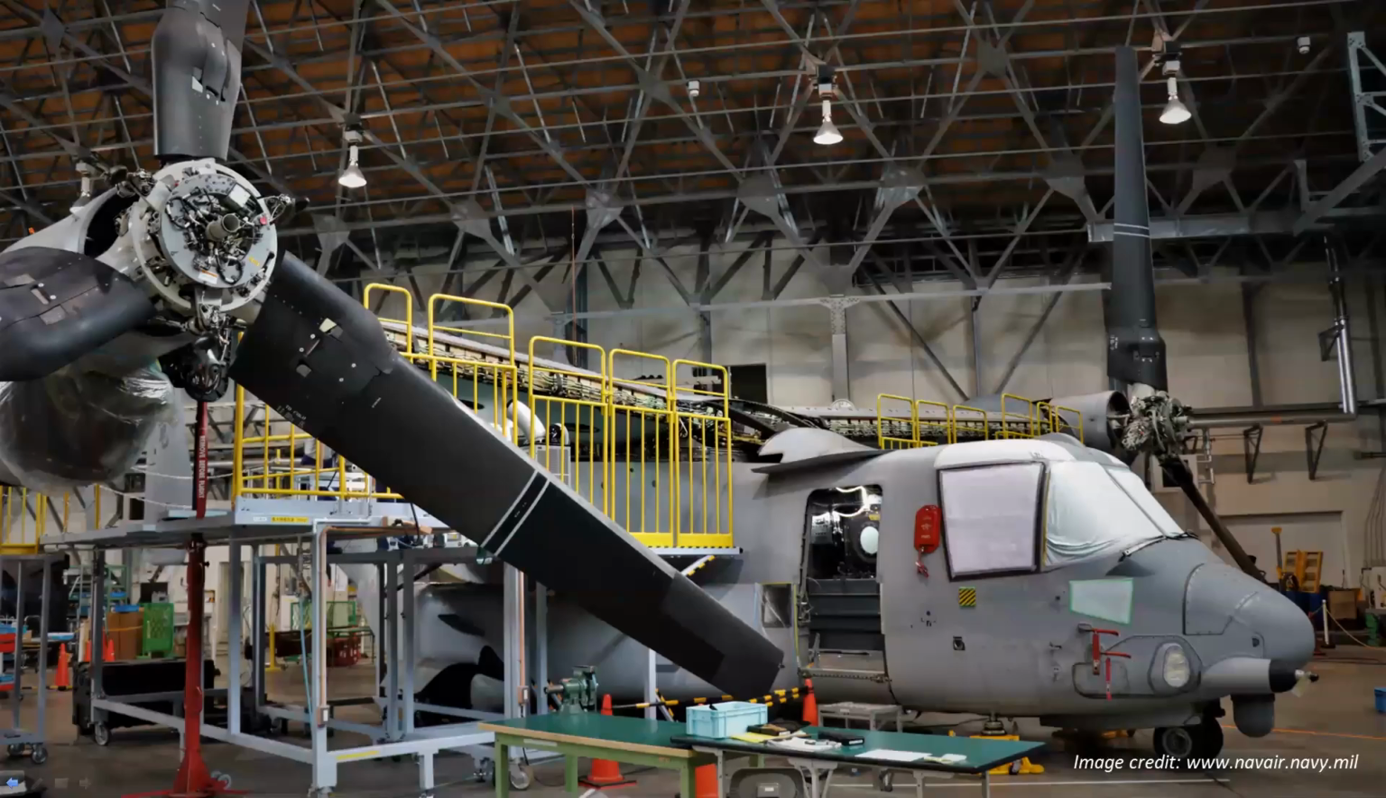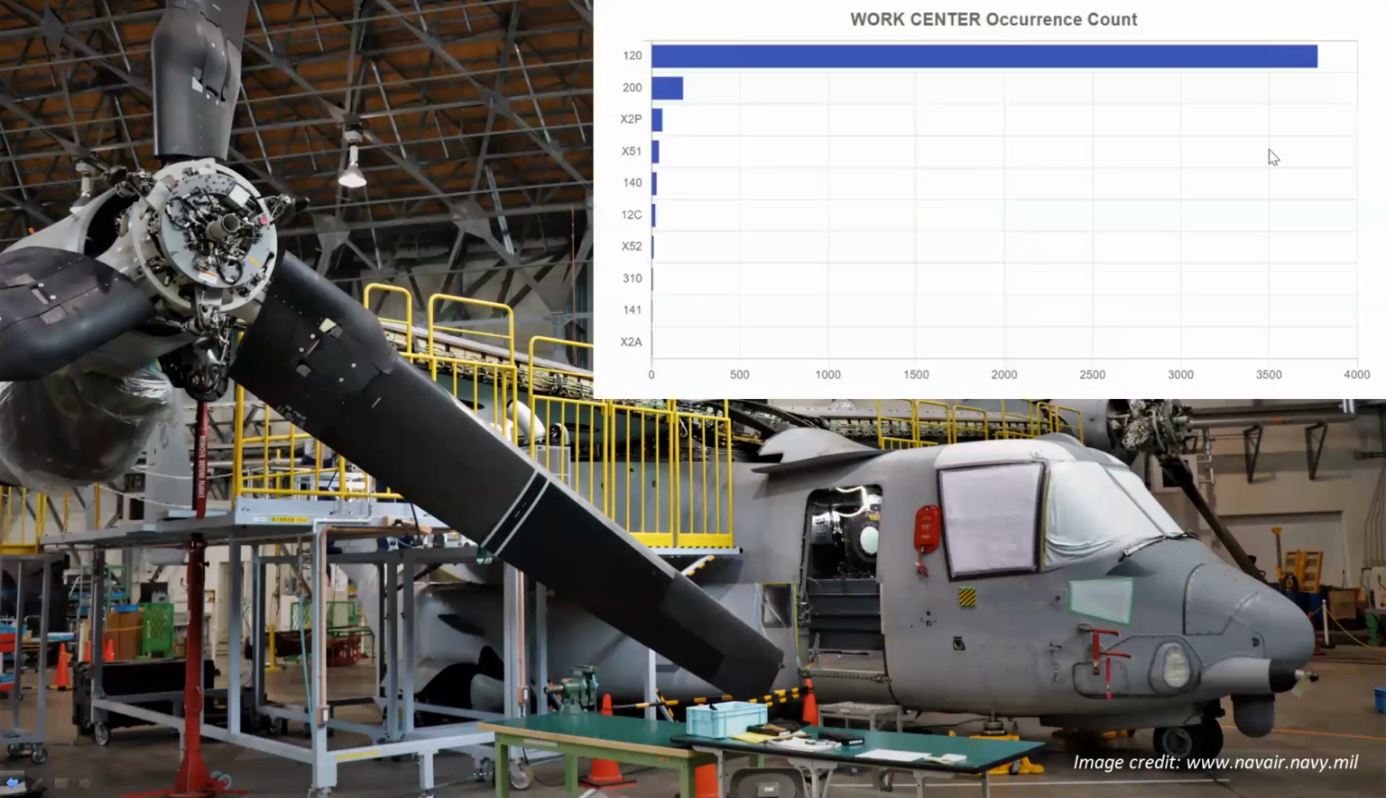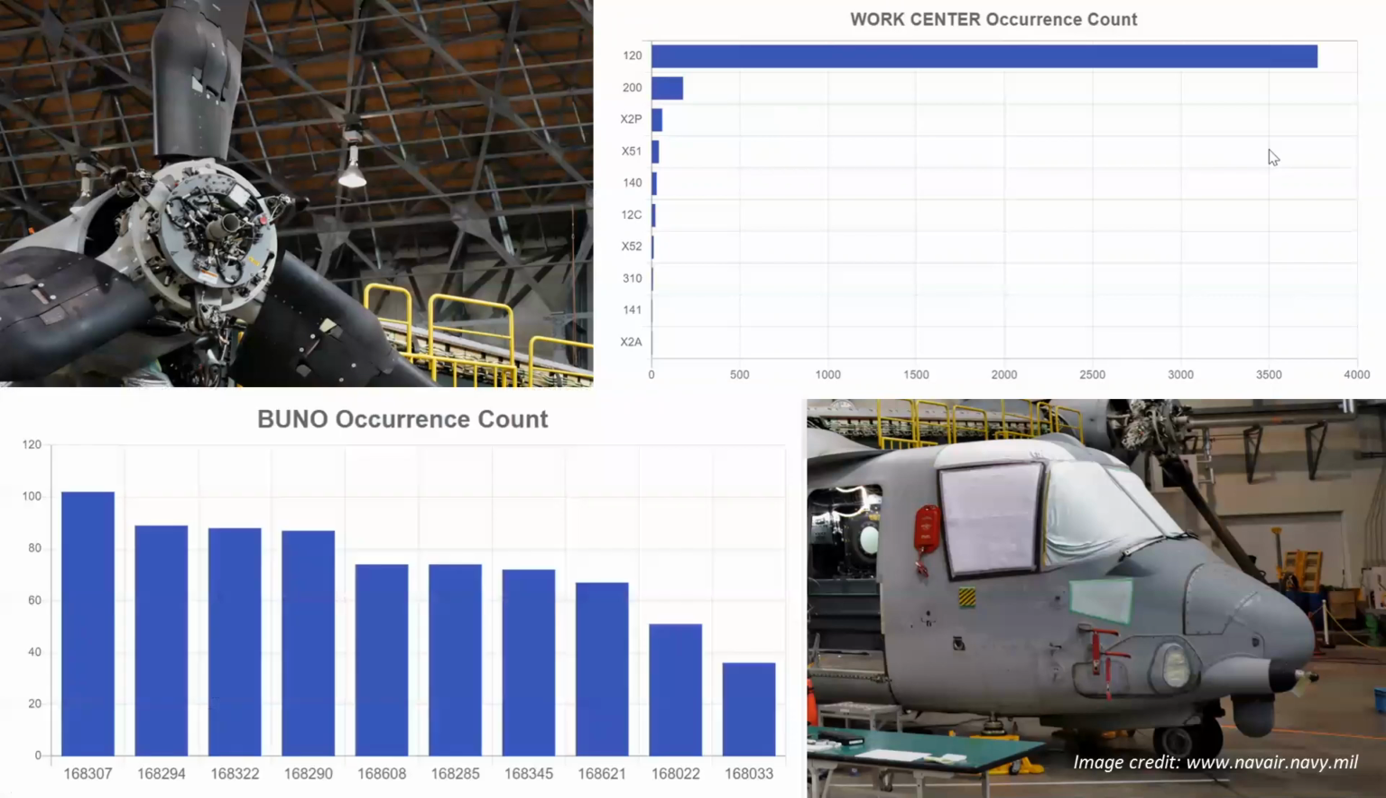Continuing our tour, we can delve deeper into the maintenance ecosystem to get an overview of work centers with the most assigned MAFs, or zero in on specific tail numbers. By clicking on either graph, e.g. work center or BUNO, users get details on NMC hours and much more.